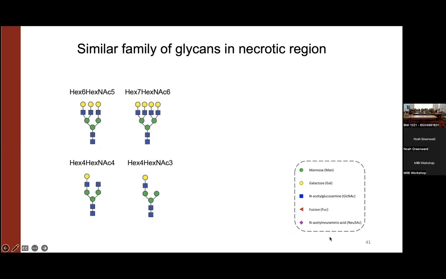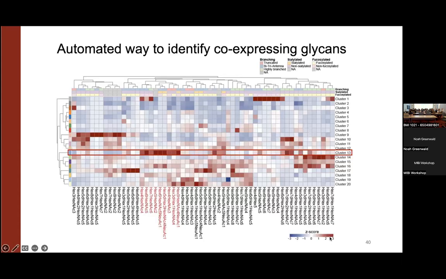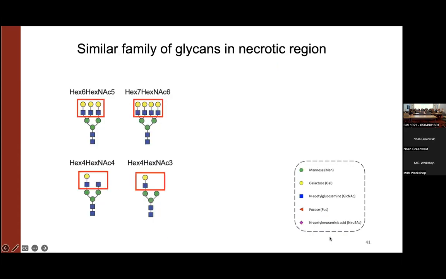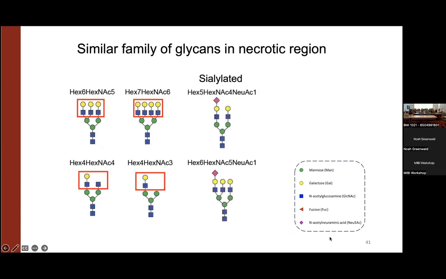So it's kind of cool that they come from similar families. If we just focus on these four glycans here, we can see that they all have a similar structure and really differ in the top region, as indicated in the red box. Looking at some of the other glycans that were also in the cluster, they again have similar structure but have various modifications added on, such as sialylation or fucosylation.